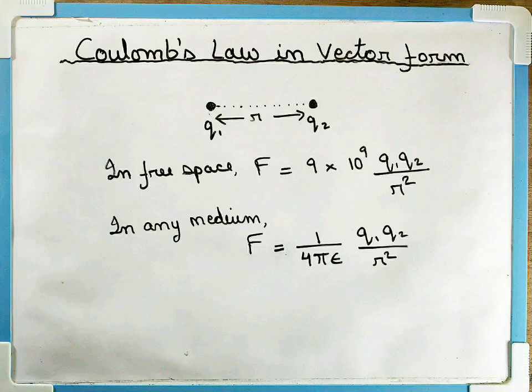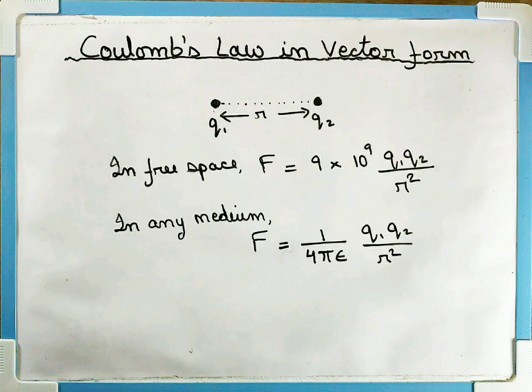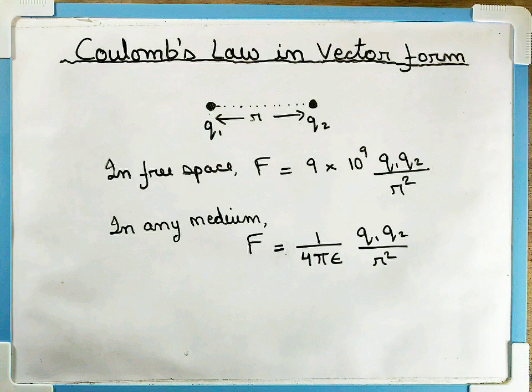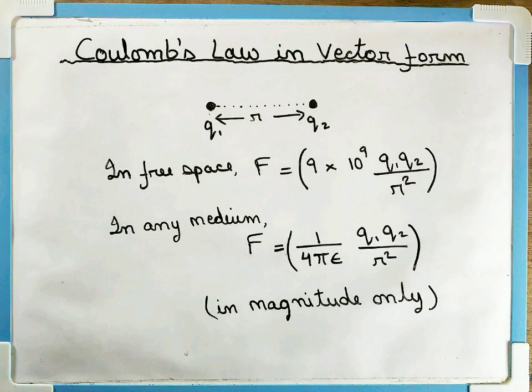Now force is a vector quantity, so it has got magnitude and also direction. In this formula, what you see is just the magnitude and not the direction. We can calculate only the magnitude of the force. But since force is a vector quantity, we can express Coulomb's law in vector form also. So how will we express Coulomb's law in the vector form?